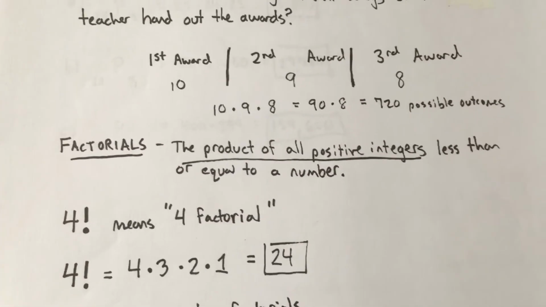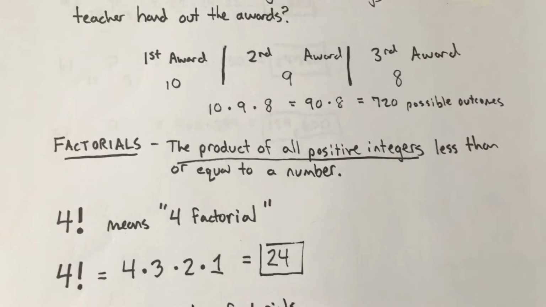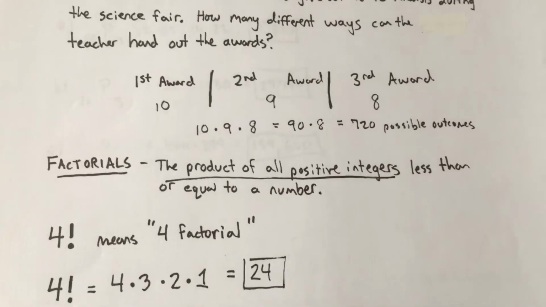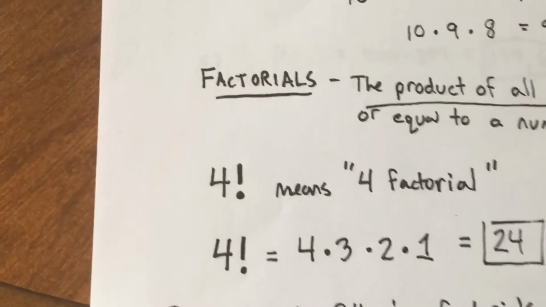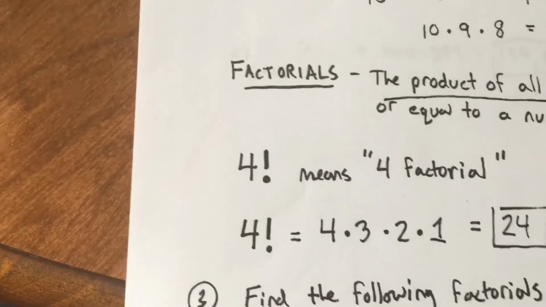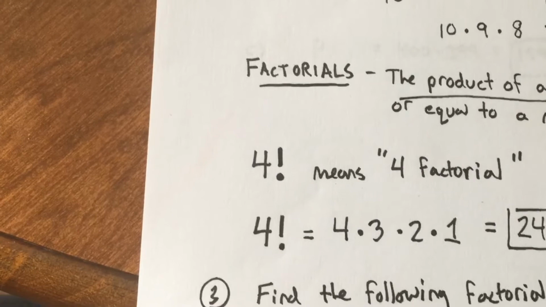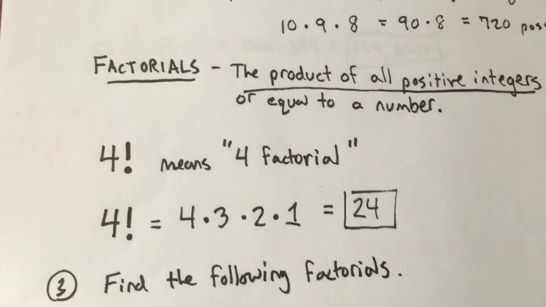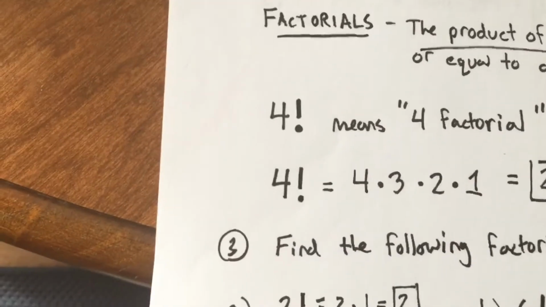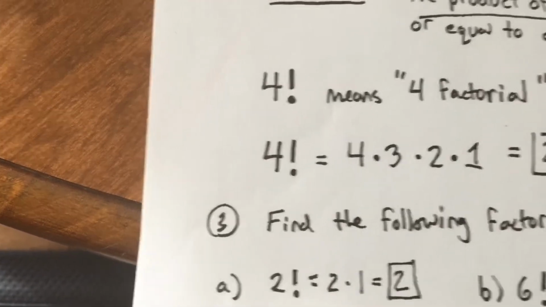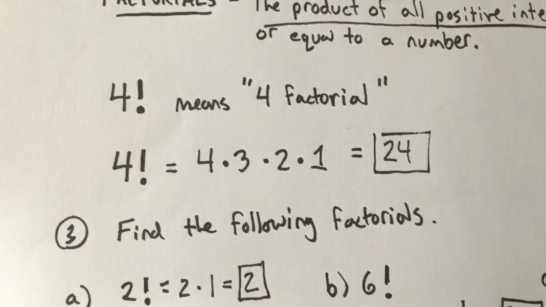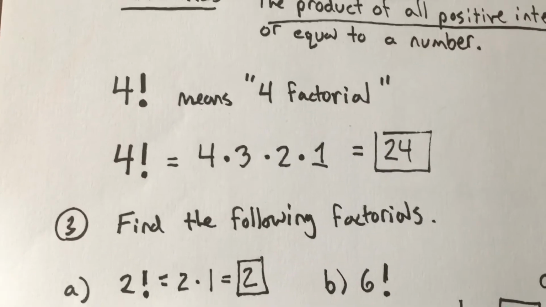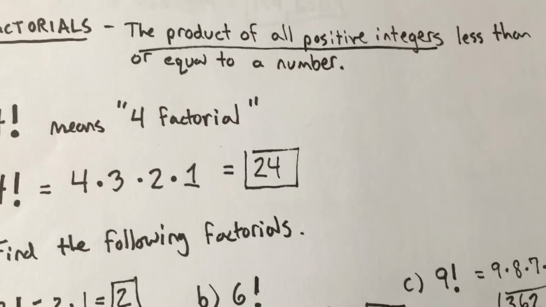Another topic in this lesson that is important to know is something called factorials. This is dealing with the product of all positive integers less than or equal to a number. Sometimes in math you may see this exclamation point symbol by a number. Anytime that you see that, you would read it as follows. 4 with an exclamation point would be read as 4 factorial. The way you would calculate any factorial is you would start with the number given and then multiply all the way down to the whole number 1. So for 4 factorial, the work would look like 4 times 3 times 2 times 1, and that gives you an answer of 24.